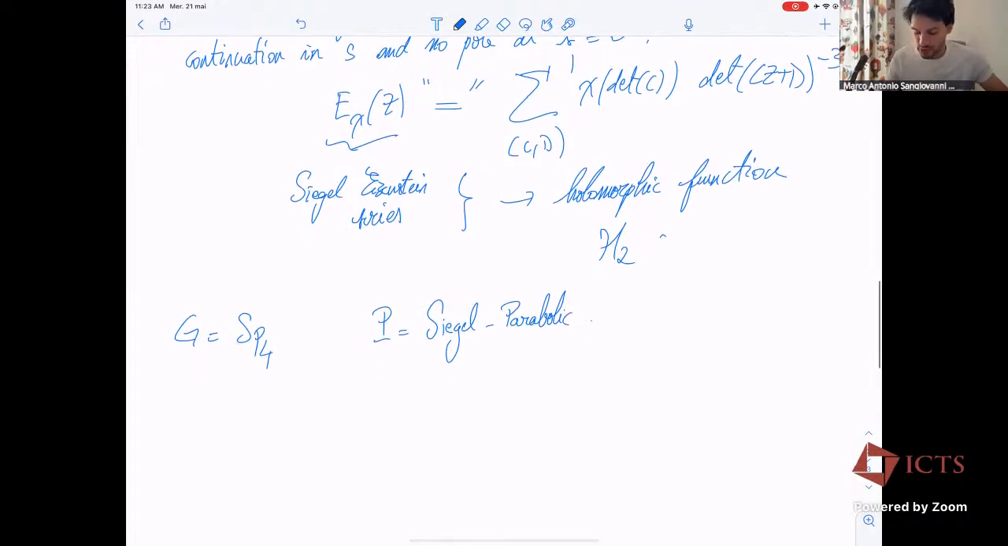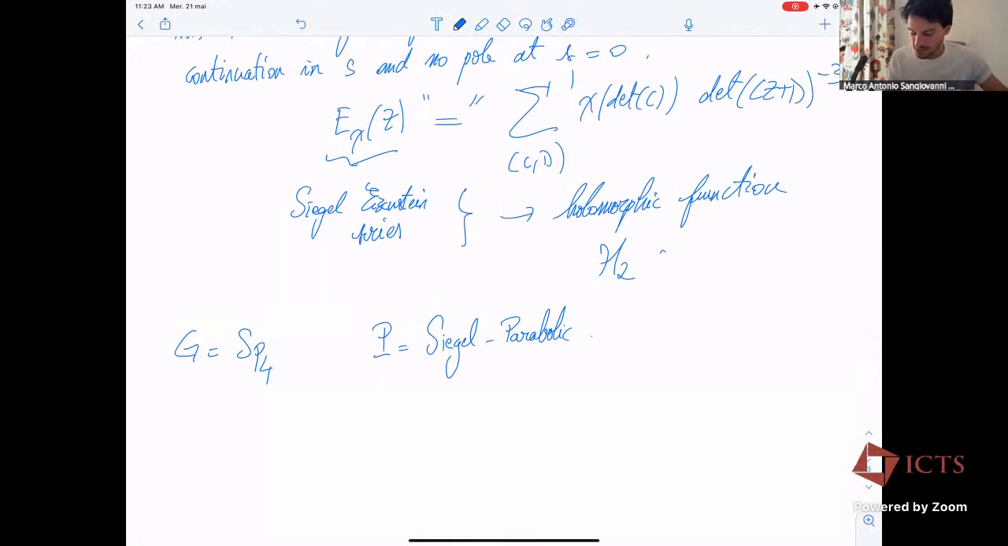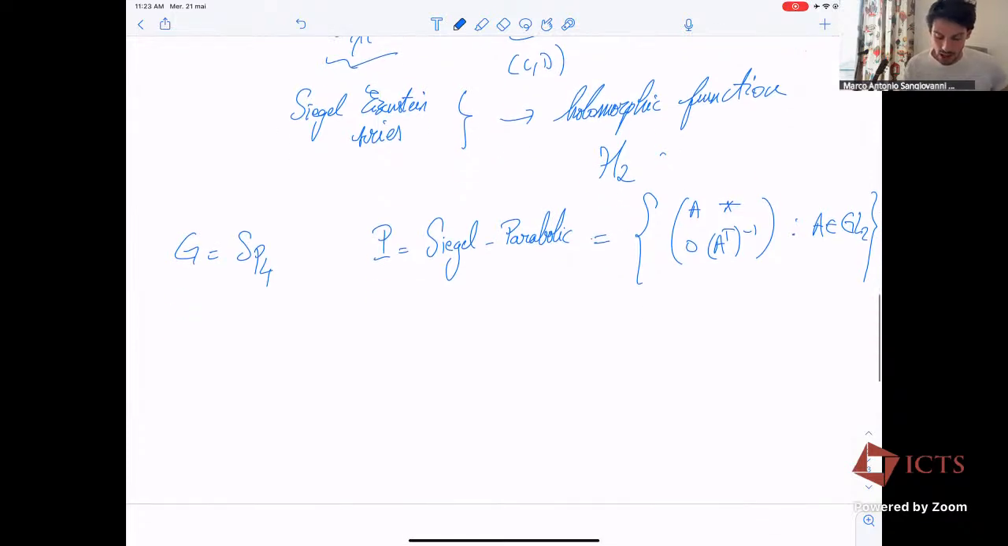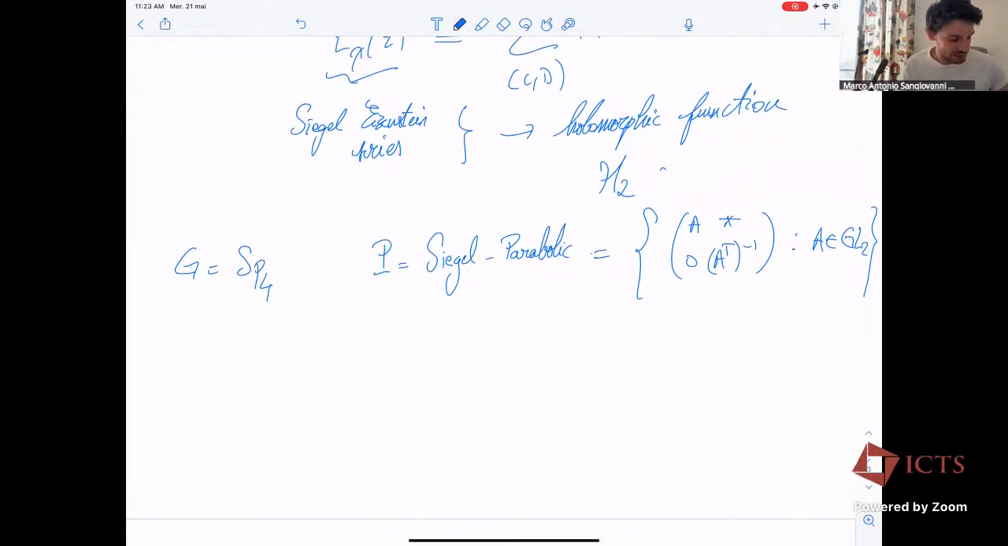So for an appropriate basis of the defining representation of Sp4, this can be considered as the set of 4 by 4 matrices that are of this form, where A belongs in GL2. So the Levi is isomorphic to GL2. And this star here is a symmetric 2 by 2 matrix. So the unipotent radical is isomorphic to 2 by 2 matrices. So in particular, it is abelian. It will be important later.